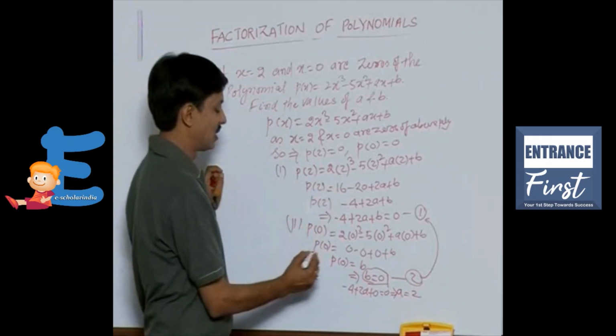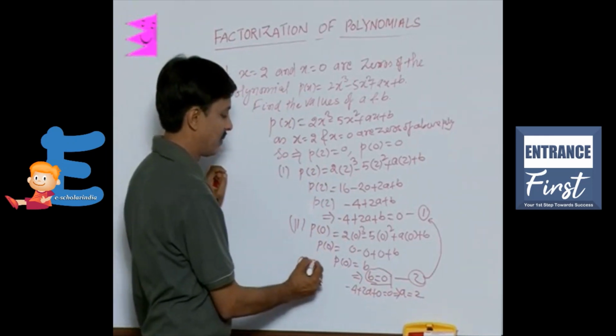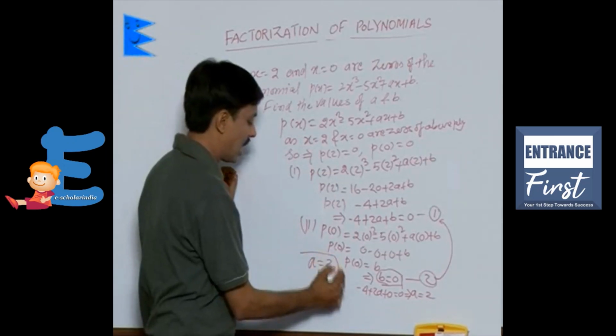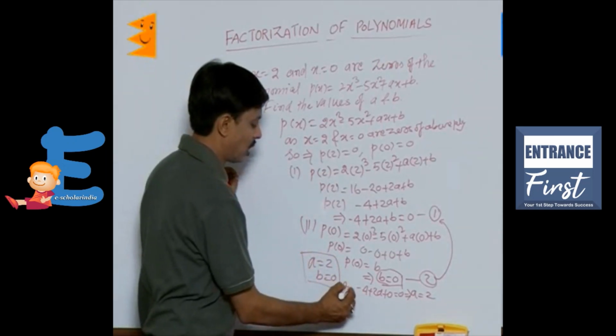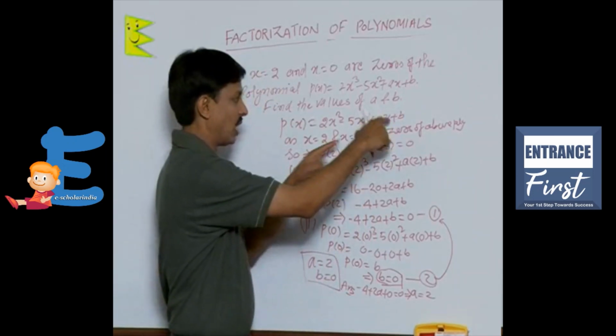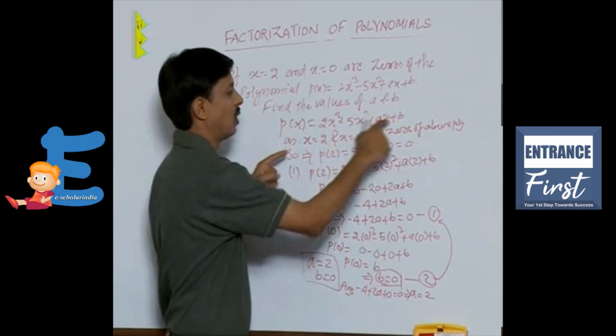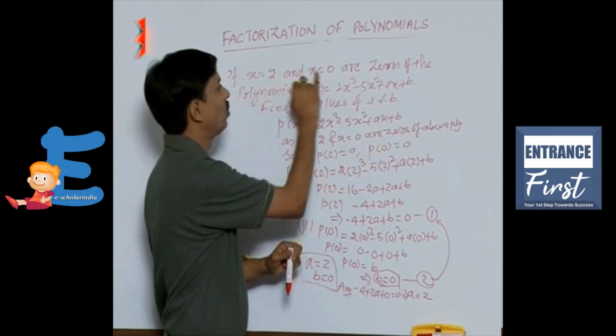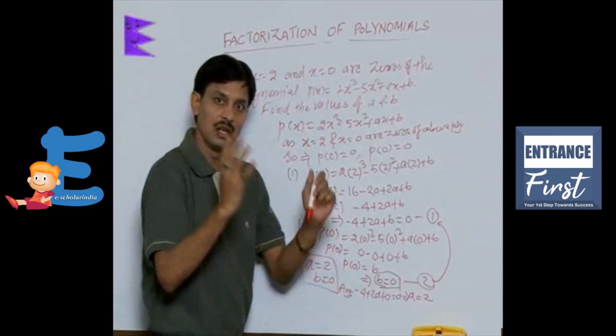Hence, what are the answers? The answers are a = 2 and b = 0. These are two such values of a and b which, when put here, this polynomial will maintain the conditions to have 2 and 0 as its zeros.